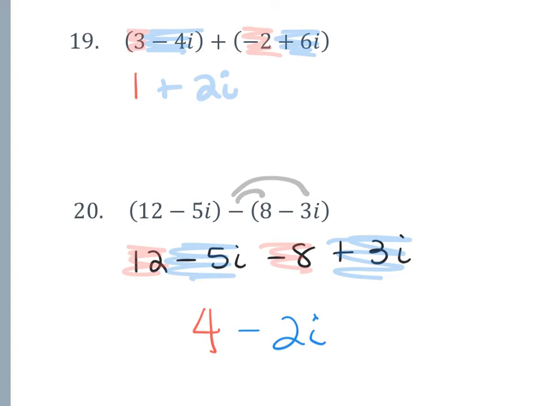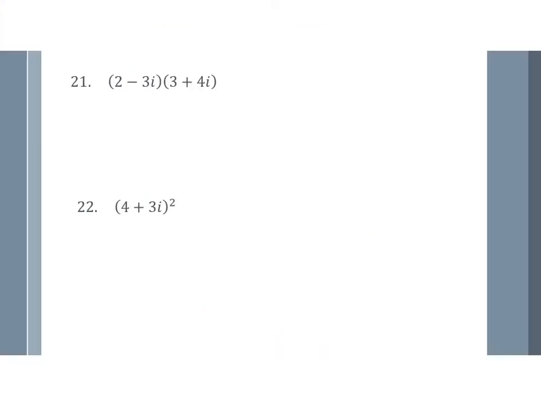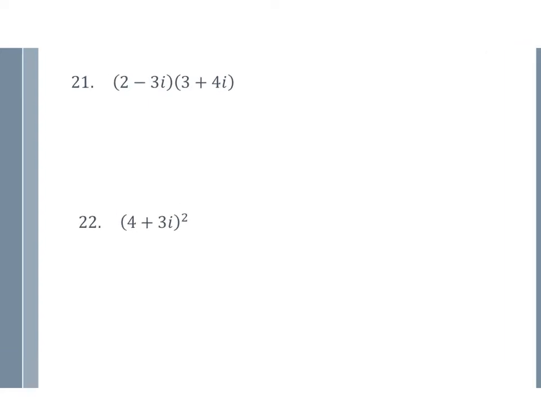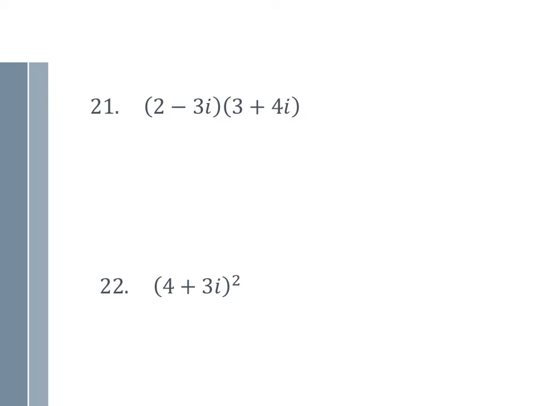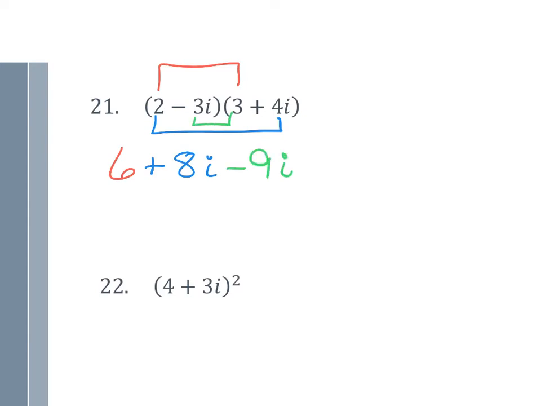Let's try a FOIL question. All right, so that's all we're really doing here. Did I skip one? Next one, we're going to FOIL. So again, just treat it like a variable. So we would do first and get 6. Outside, 8i. Inside, negative 9i. And last, negative 12i squared.